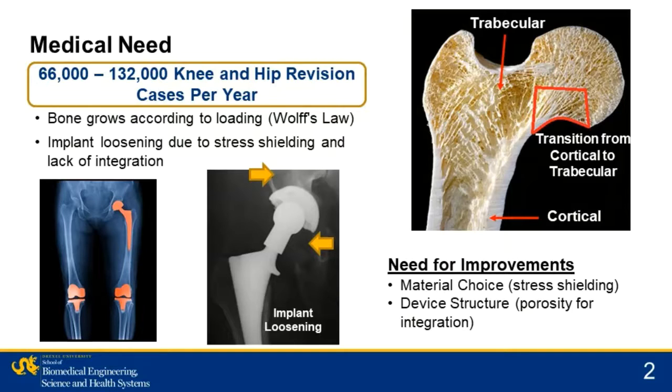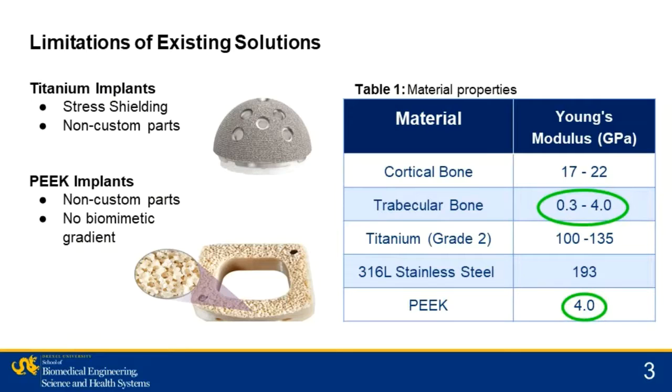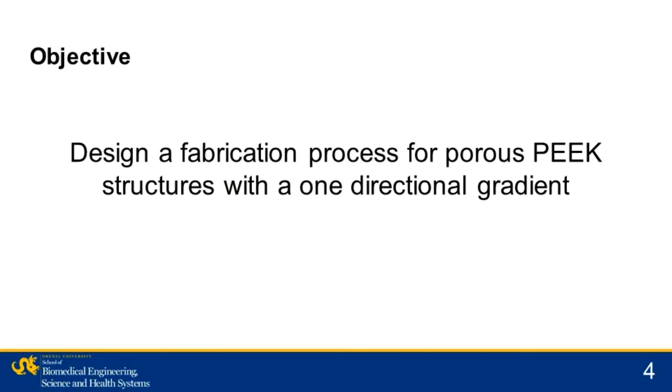There's a need for improvement in the material choice due to stress shielding and in the device structure to add porosity for integration. Current solutions include titanium and PEEK implants. While PEEK doesn't cause stress shielding, none of the current solutions offer easily customized porosity. Our objective is to design a fabrication process for porous PEEK structures with a one-directional gradient.